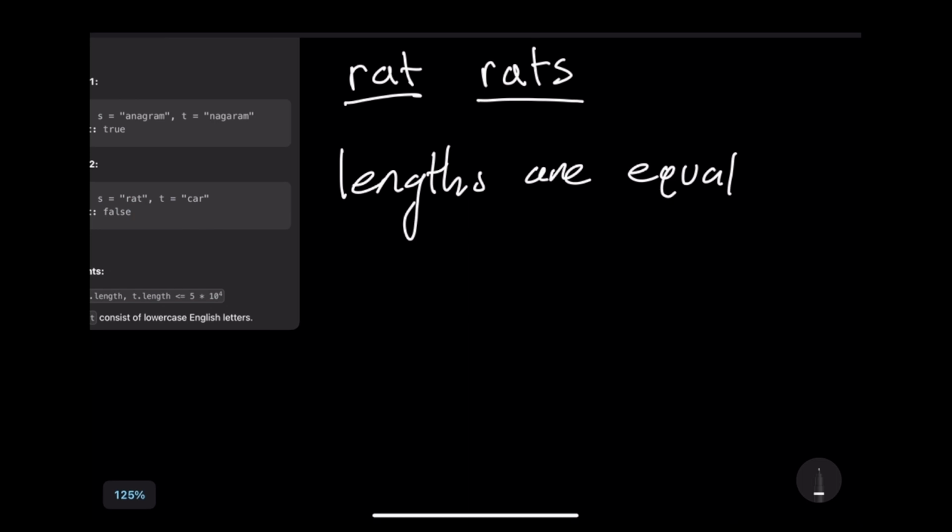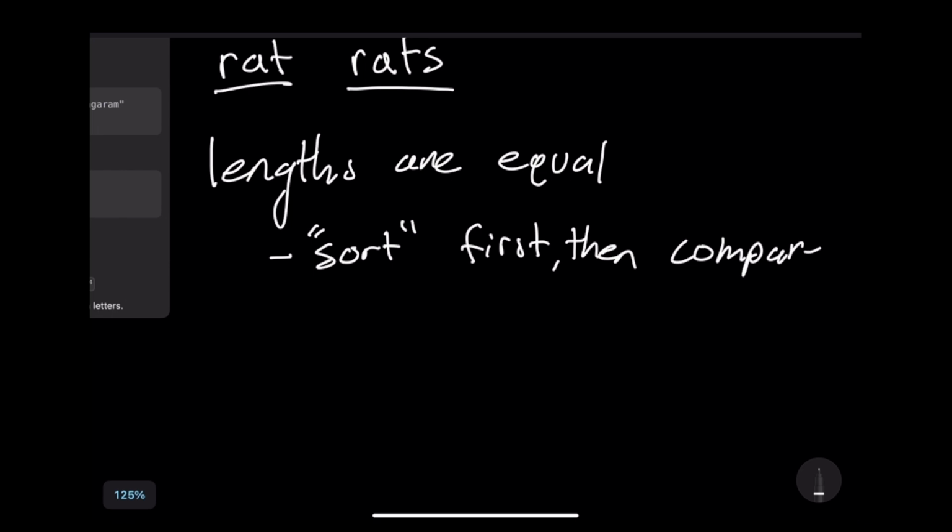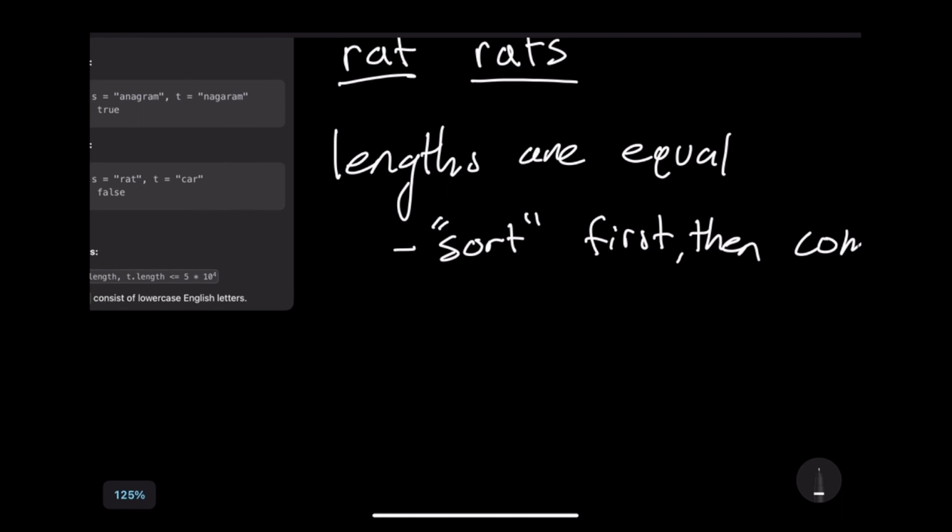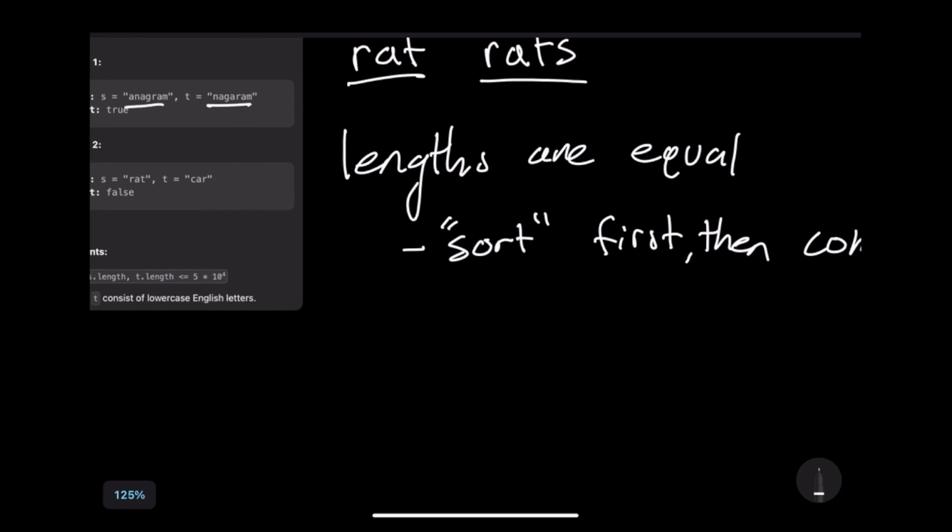So I guess there's a couple of things that we could do that come to mind. And again, I haven't done this problem before, so I'm brainstorming here on the fly. We could sort first, then compare. And what I mean by that is, we could, for example, with the anagram and nagaram, if we sorted anagram, what I mean is put it in alphabetical order. So there's 3 A's, so it would be A, A, A, and then G, then M, N, R, I believe. And then if we sorted nagaram in the same way, it would give us the same thing.